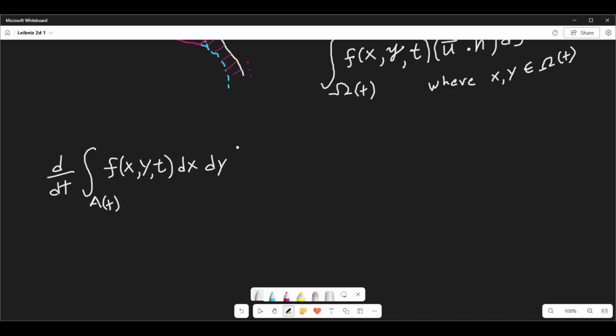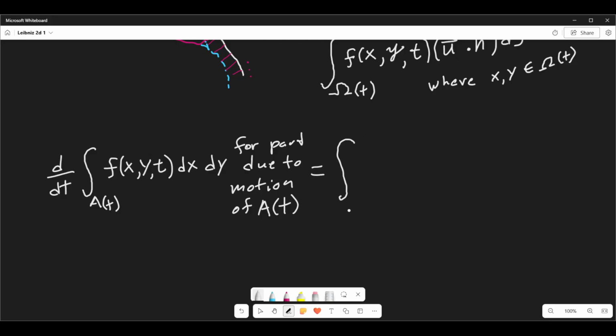So for the part due to motion of A of t, or another time dependence of A(t), that equals what's just been derived above, which is the boundary integral with the function f of x, y, t, and then the velocity of the boundary field, which determines the velocity of the boundary, times the n hat, which is the normal vector at each point on the boundary, and then the individual distance along the boundary, ds.